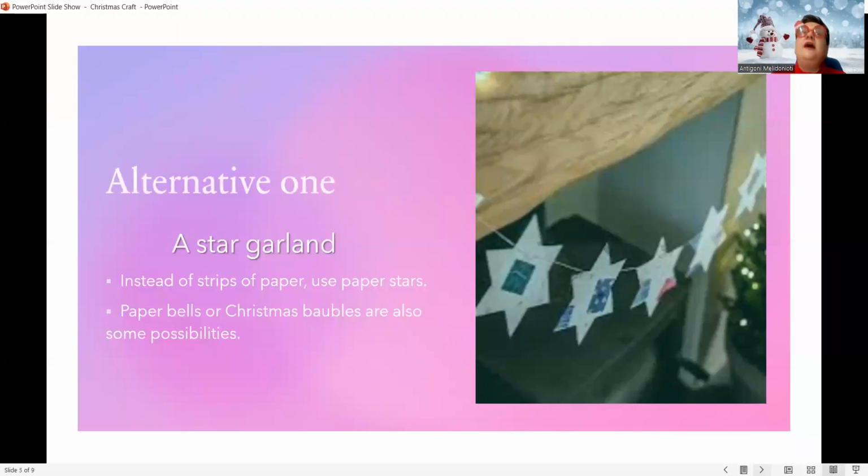Now, of course, for many of you who know me, you may understand that the minute I come up with an idea, it's only natural that I will come up with an alternative. So, there are many alternatives. One of them is using paper stars instead of strips of paper. Why not paper bells or even Christmas baubles? However, I think that they are more time consuming. And for this reason, I didn't choose any of these for this year.